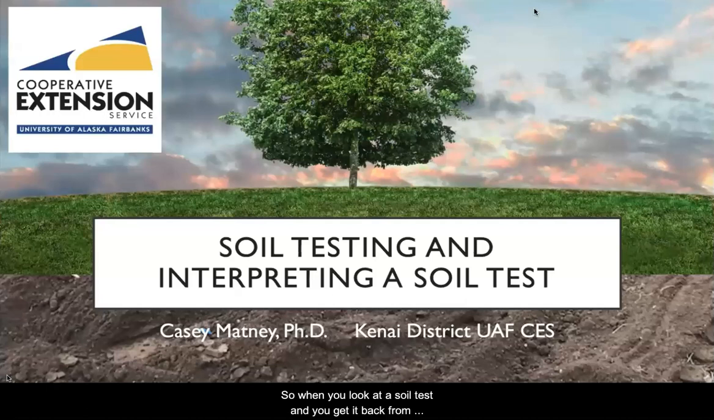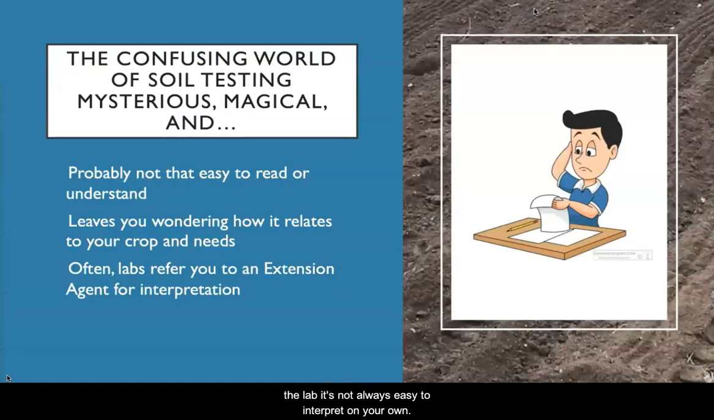When you look at a soil test and you get it back from the lab, it's not always easy to interpret on your own. What most people notice is that it leaves you wondering what your crop actually needs, and determining what the numbers say on the paper. And then also, how do you know how much fertilizer to add in relation to what it says on the paper? So tonight we're going to be going over these things, and hopefully you will feel a lot more comfortable with it.